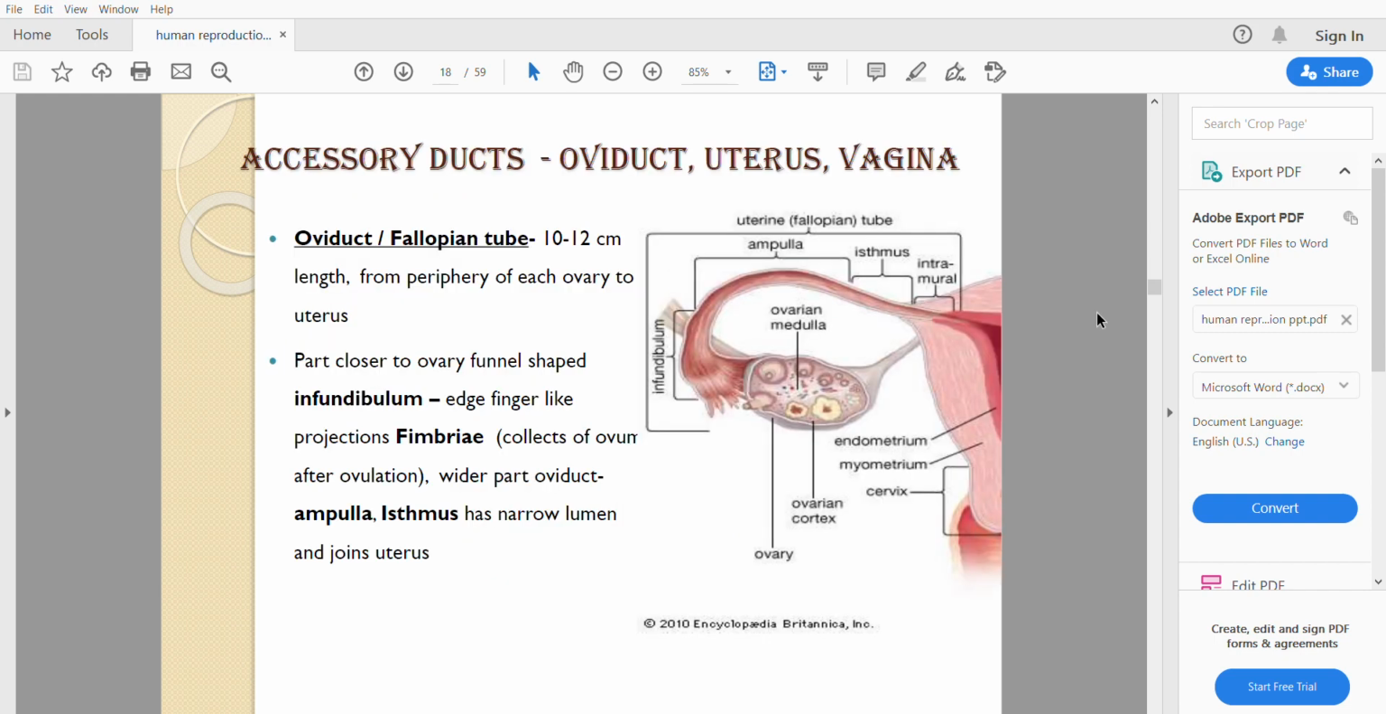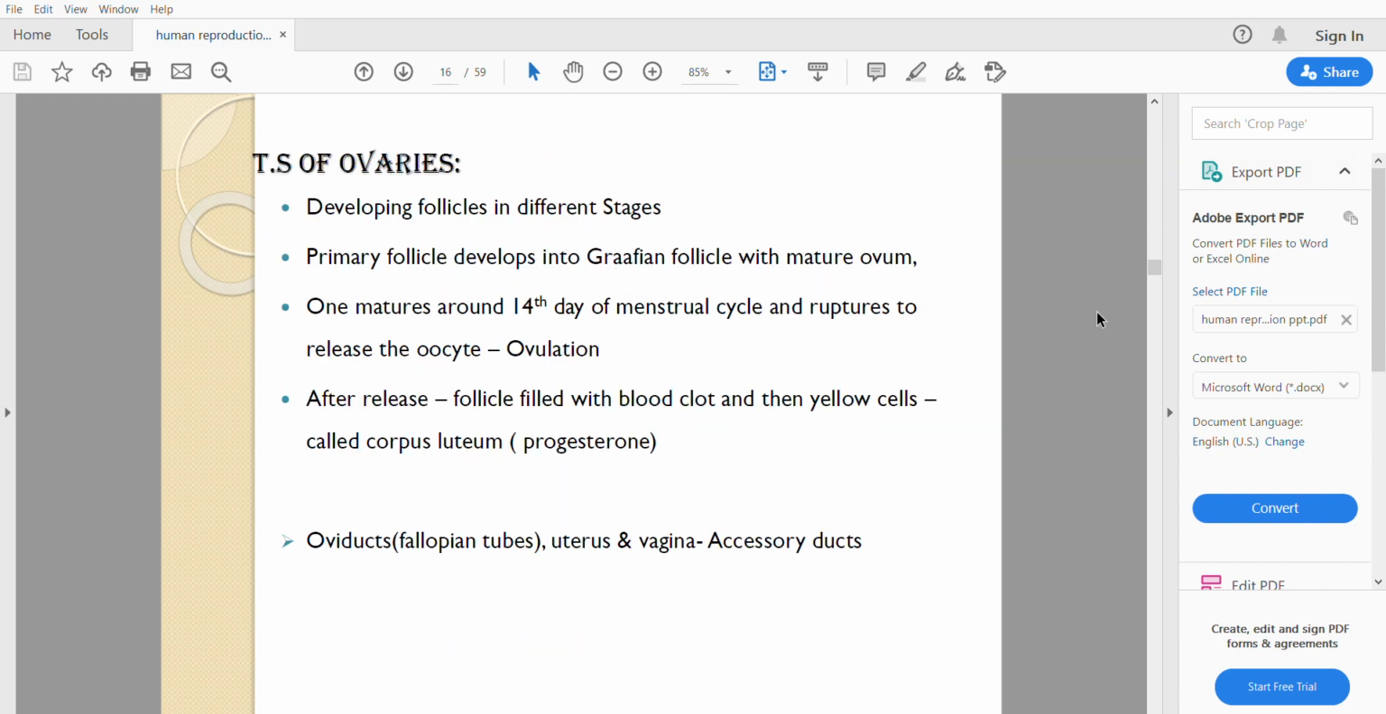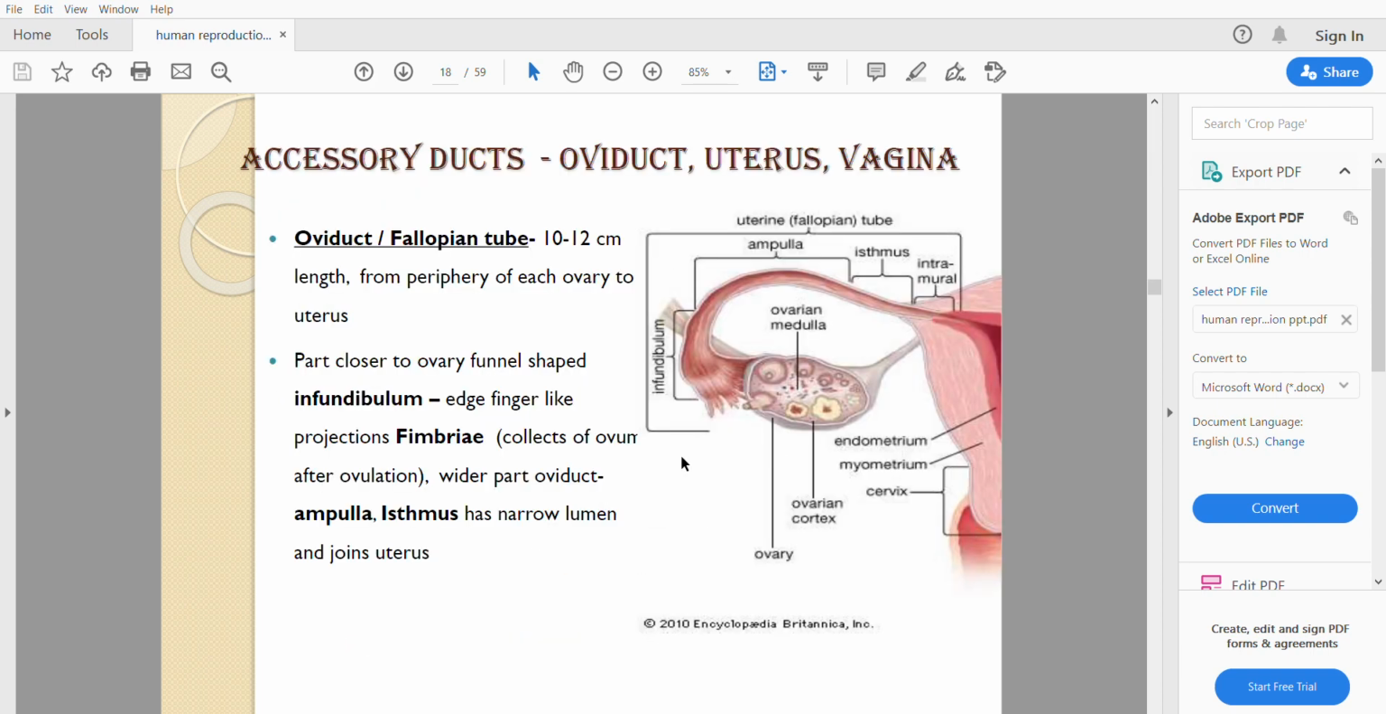Then next one is that process, which is called ovulation. After release, the follicle is filled with a blood clot and acts as the corpus luteum, a temporary endocrine gland secreting the progesterone hormone. Next, we go to see about the accessory ducts of the female reproductive system.